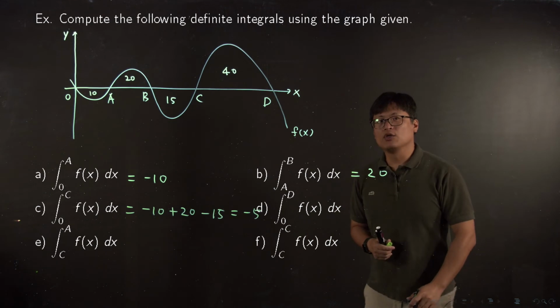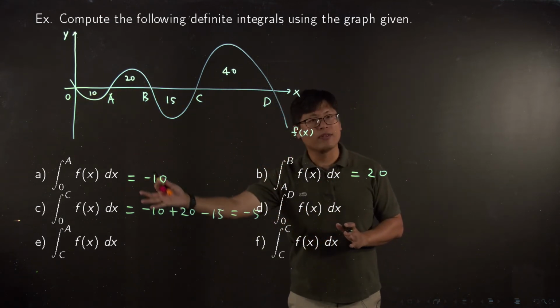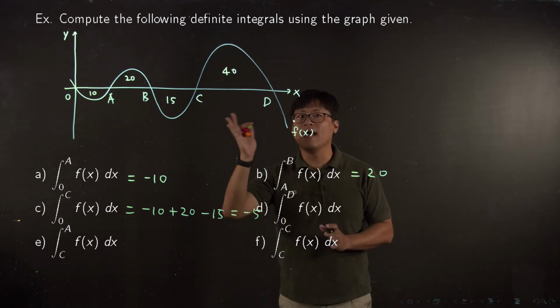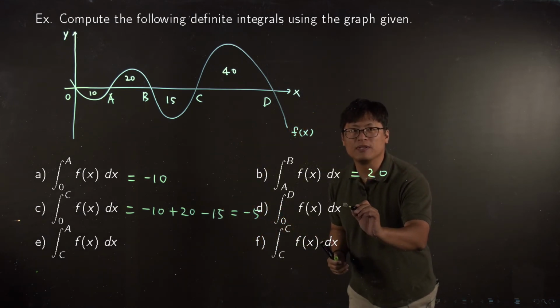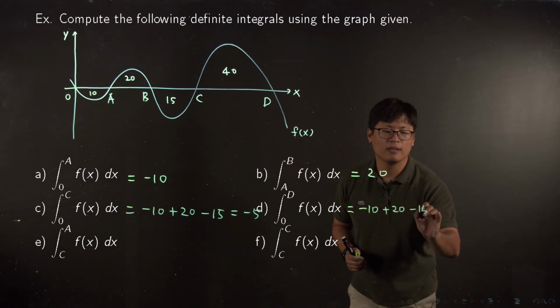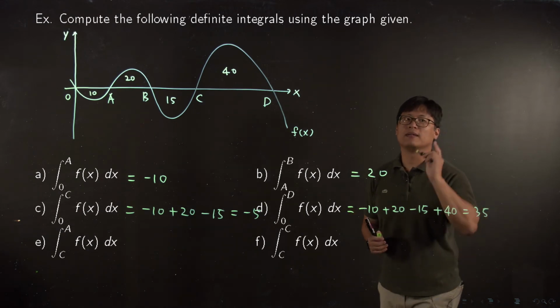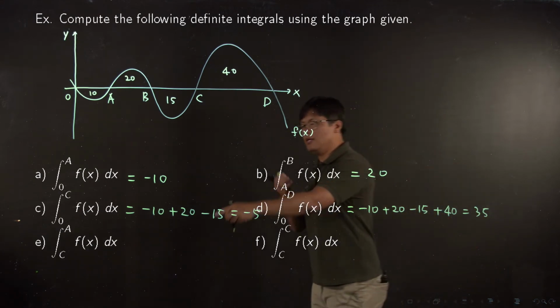So what about D? 0 to D, from the beginning to the end. We already understand this concept, right? Net area. Negative part must be negative, positive part, negative part, and positive, which is equal to 35. Net area.